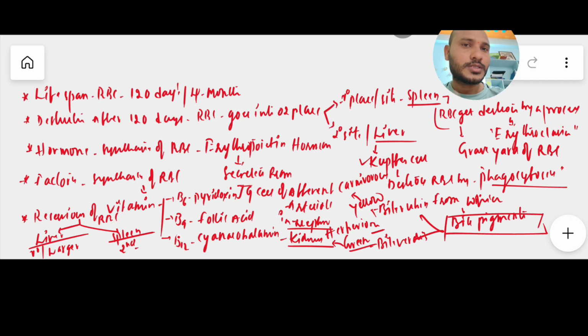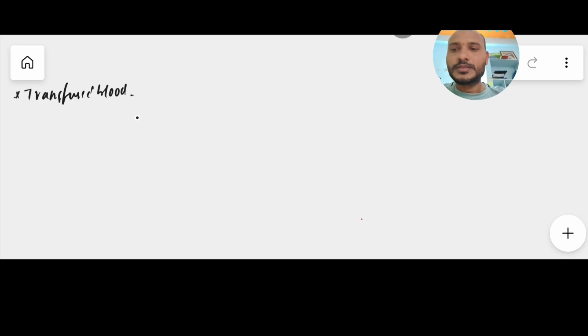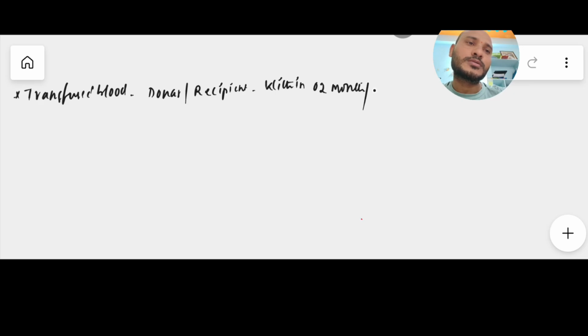So see here, the destruction of RBC takes place in the spleen and liver. Blood that has been taken from one person, the donor, and given to another person, the recipient, within 2 months or 60 days is called transfused blood.